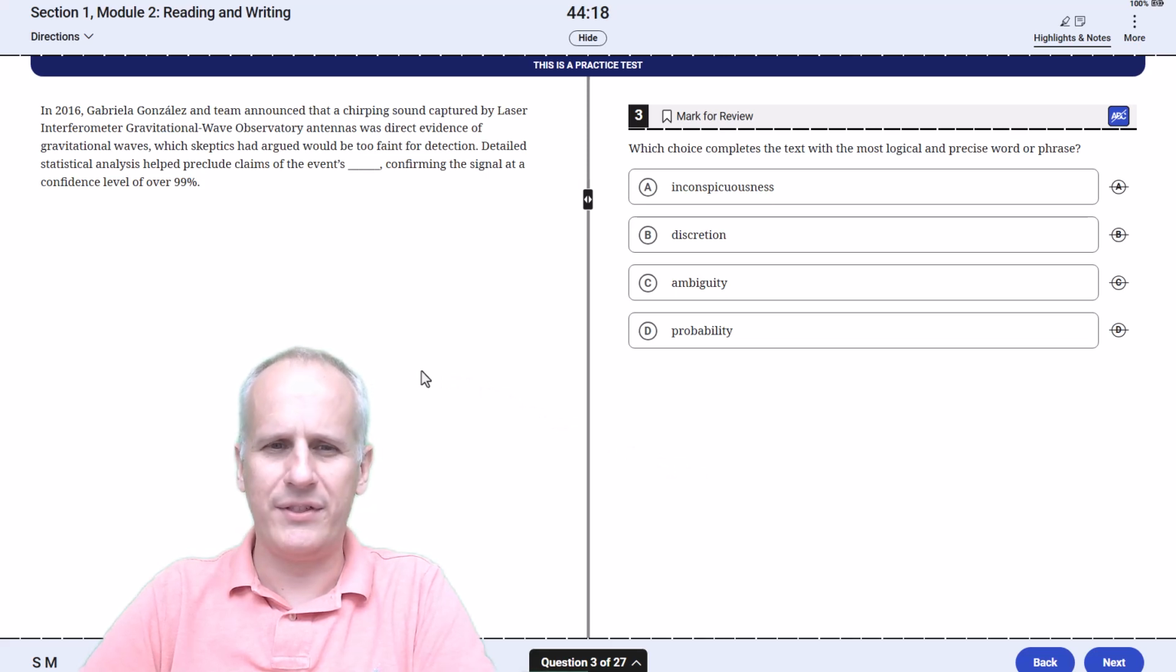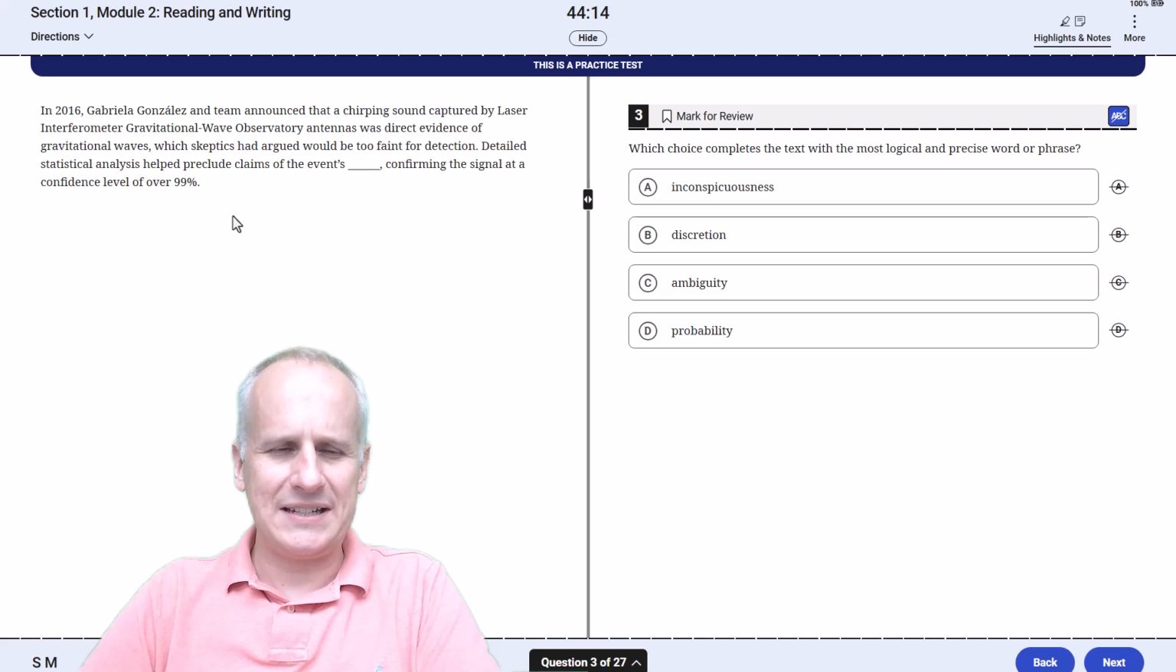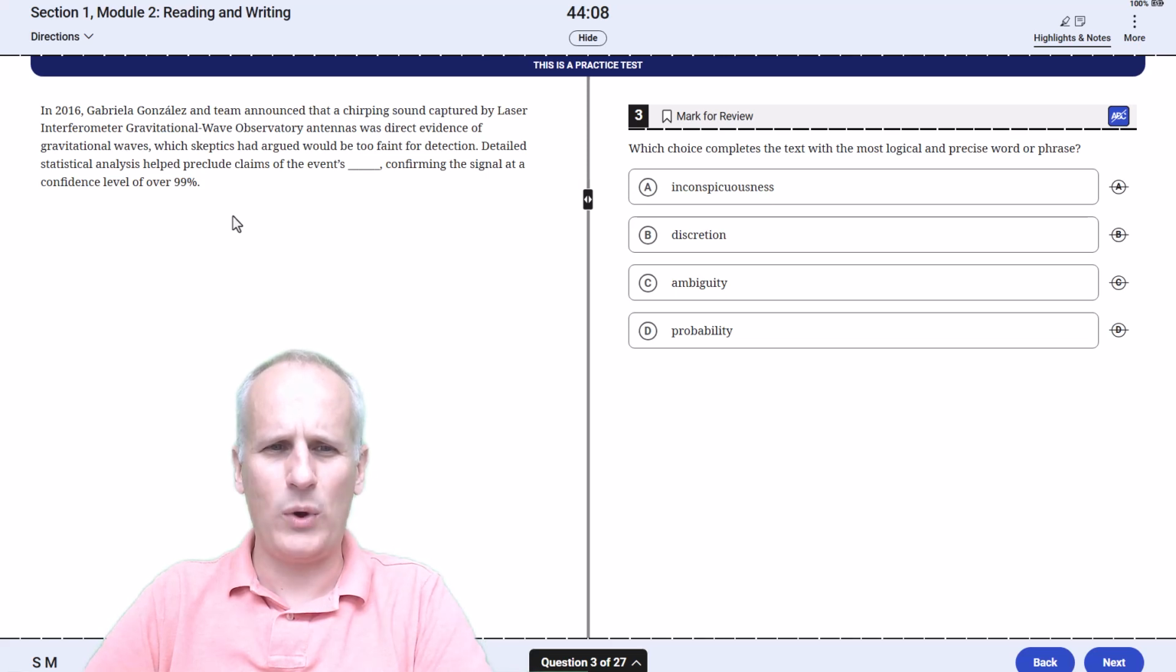being presented with a vocabulary and context question. We'll read from the top. In 2016, Gabriela Gonzalez and team announced that a chirping sound captured by laser interferometer gravitational wave observatory antennas was direct evidence of gravitational waves, which skeptics had argued would be too faint for detection. Detailed statistical analysis helped preclude claims of the event's blank, confirming the signal at a confidence level of over 99%.